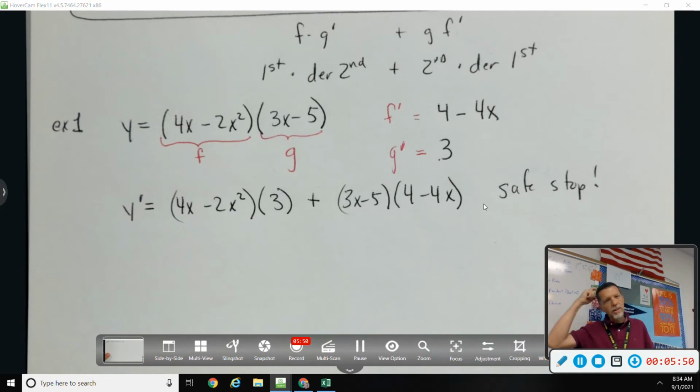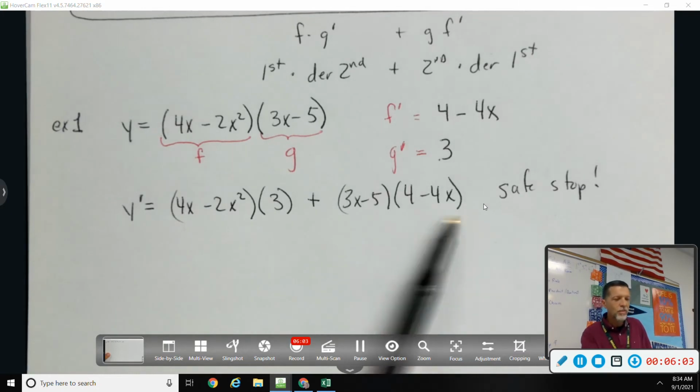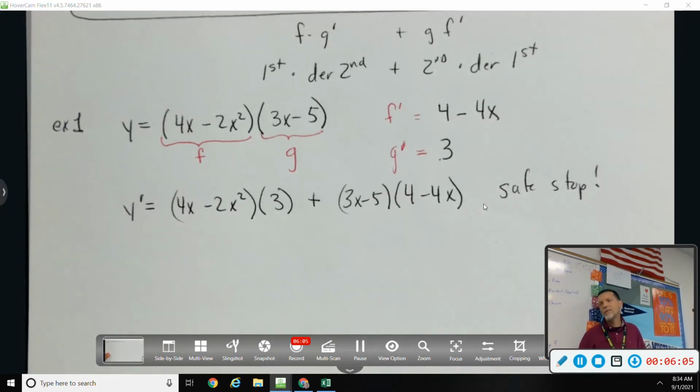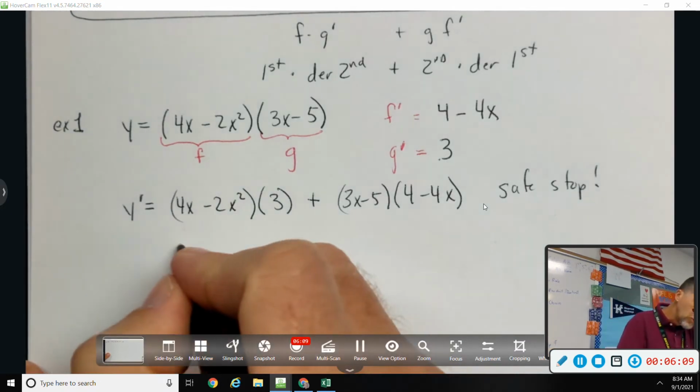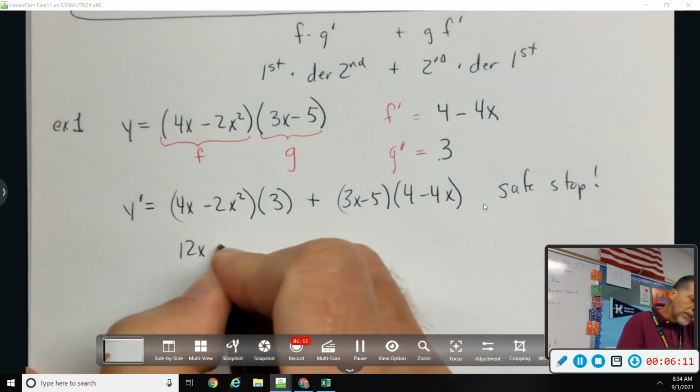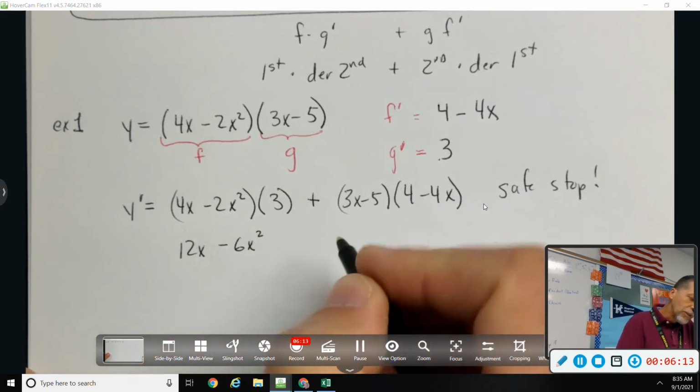That's a safe stopping spot, right? Otherwise, we've got to distribute and FOIL and collect and do all sorts of algebra. It varies. Sometimes we do give the answers as sort of a safe stop spot, just so you don't have to spend 5 minutes doing the algebra. But sometimes we will ask you to, and you'll be able to tell by your answer choices if we've multiplied it out or not.